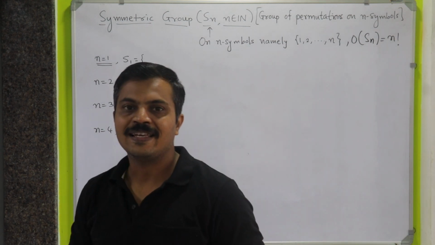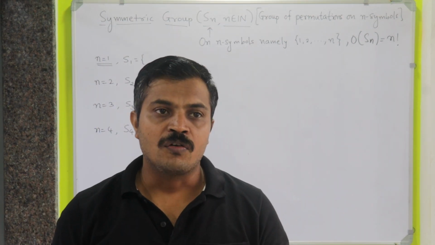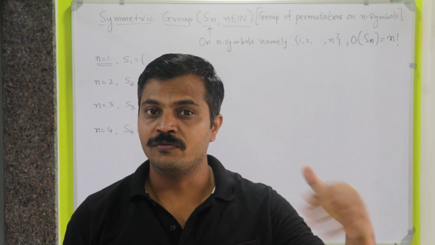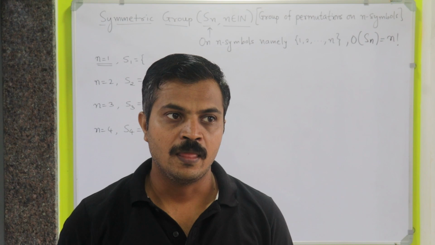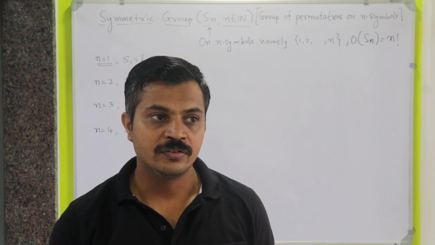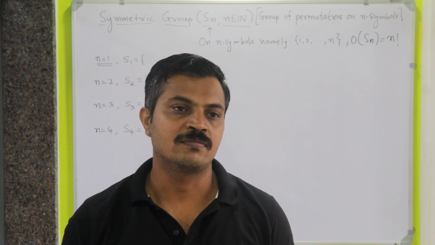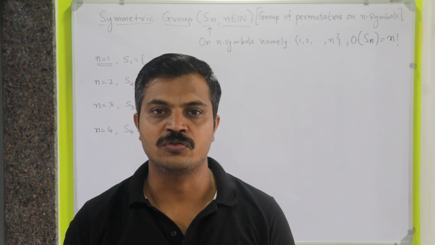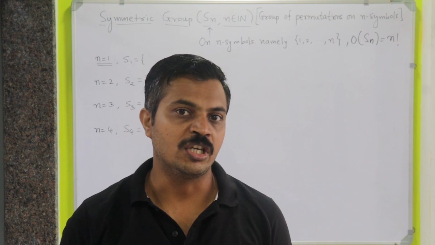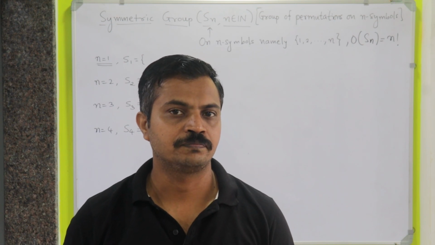So this is an example of a finite group. I'm not going to go into details of showing Sn is a group. The operation on Sn will be composition of permutations, similar to what we saw in the case of the dihedral group D4. There as well the binary operation was composition of functions. In this case we have composition of permutations, and permutations are nothing but bijective functions.